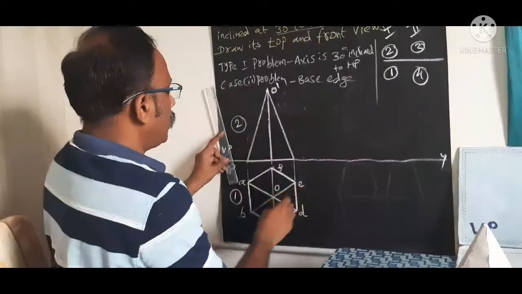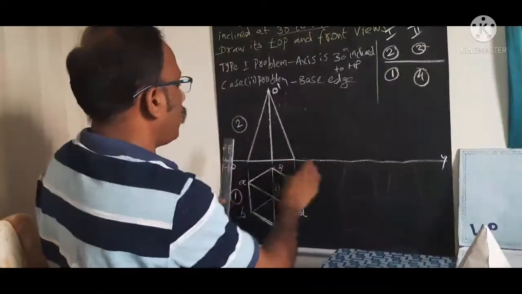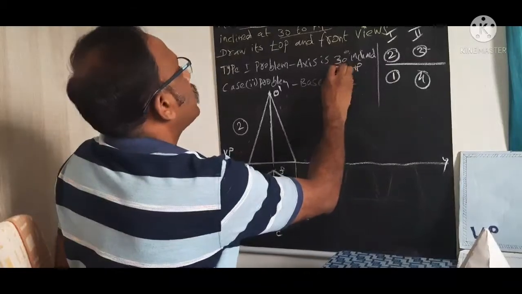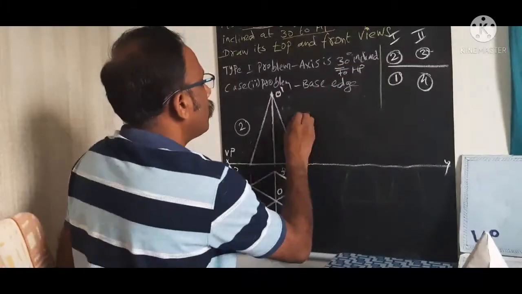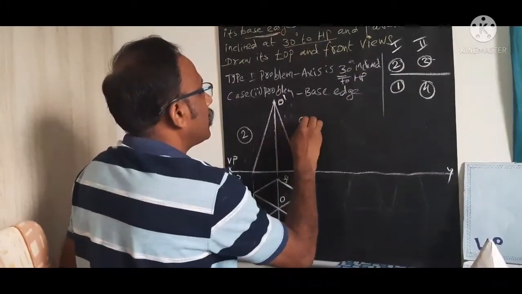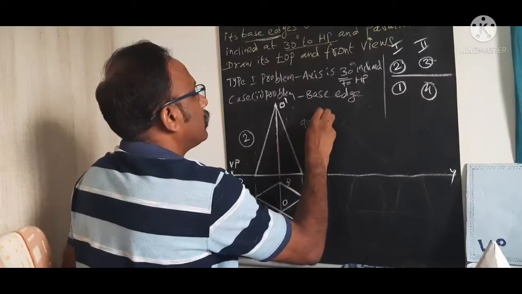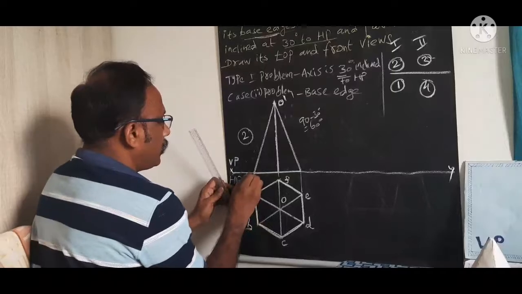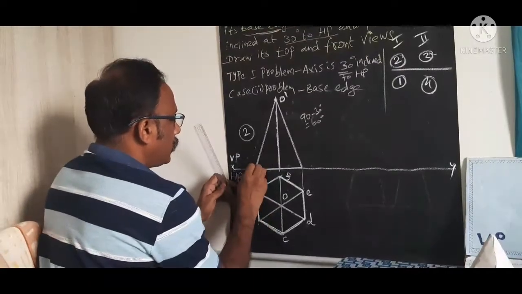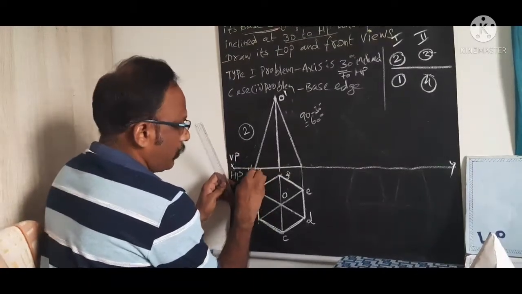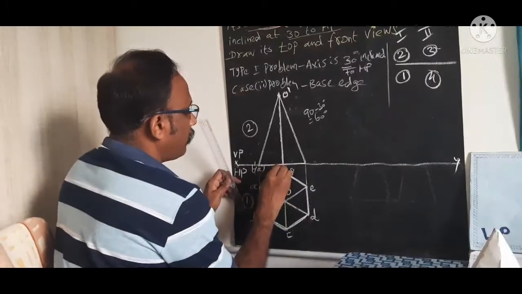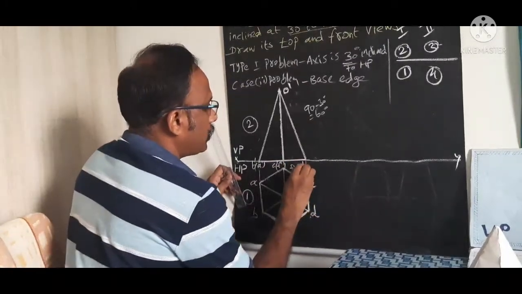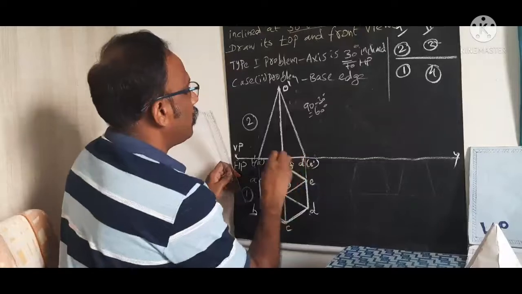Now coming to stage 3, for which we are making this axis 30 degree inclined. So the base angle is nothing but 90 minus 30, so 60 degree. So you can take here the points. I will mark B dash is visible, A dash invisible, C dash is visible, F dash is invisible, D dash is visible, E dash is invisible.